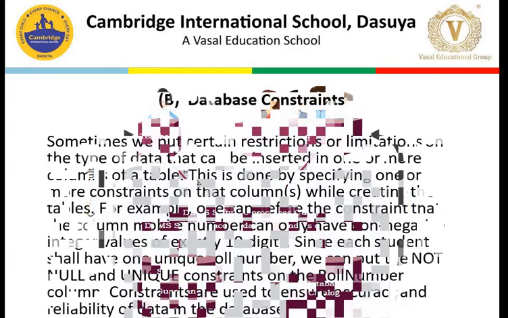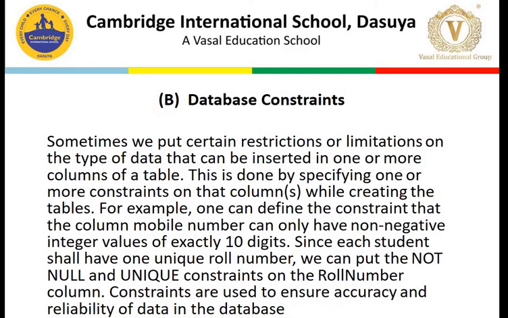Moving next, the second important term is database constraints. So what are constraints basically? Constraints are conditions. Like the school lays down the condition that for appearing in the final exam you must have a minimum of 75% attendance. This is a constraint. Similarly, in a database, sometimes we put constraints, restrictions or limitations on the type of data that can be inserted in one or more columns of the table.